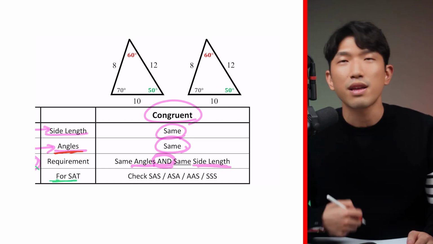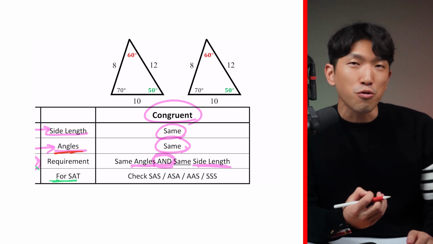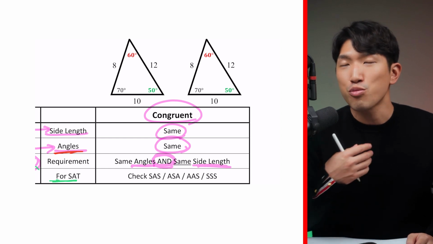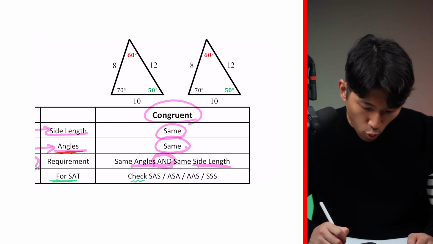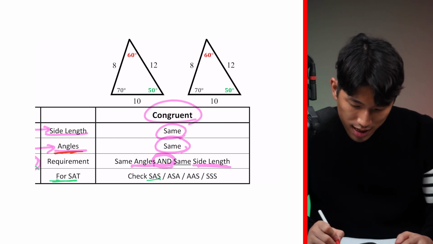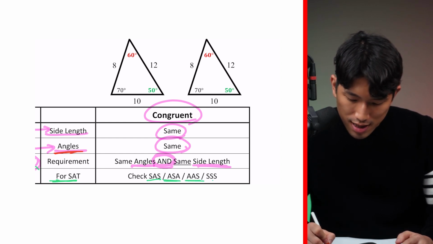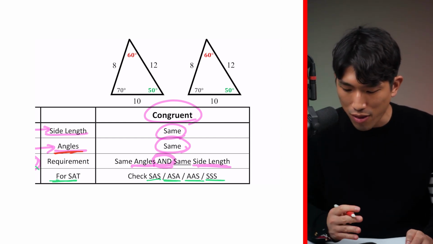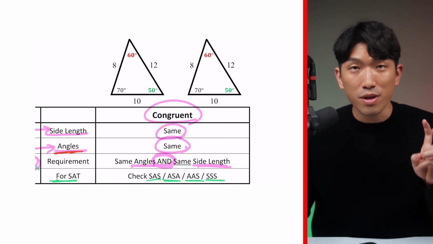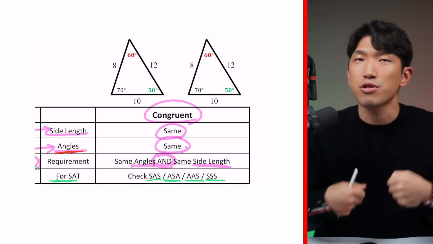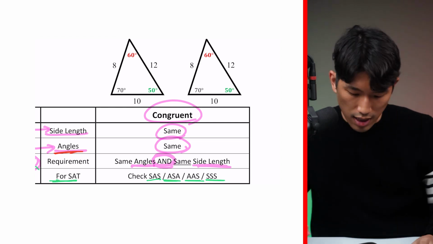So that's the basic definition. But for the SAT, they're going to test you on your ability to prove whether 2 triangles are congruent or not. And for 2 triangles to be congruent, it has to meet one of these 4 conditions. SAS means side, angle, side; ASA, angle, side, angle; AAS, angle, angle, side; SSS, side, side, side. You probably have heard of this at some point, and these 4 things are, in a way, formulas to prove whether 2 triangles are identical, whether these 2 triangles are congruent or not. And here's how it works.